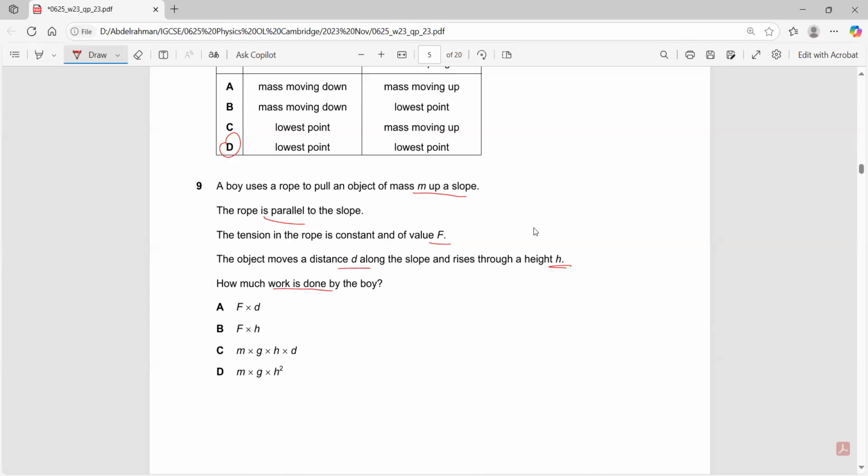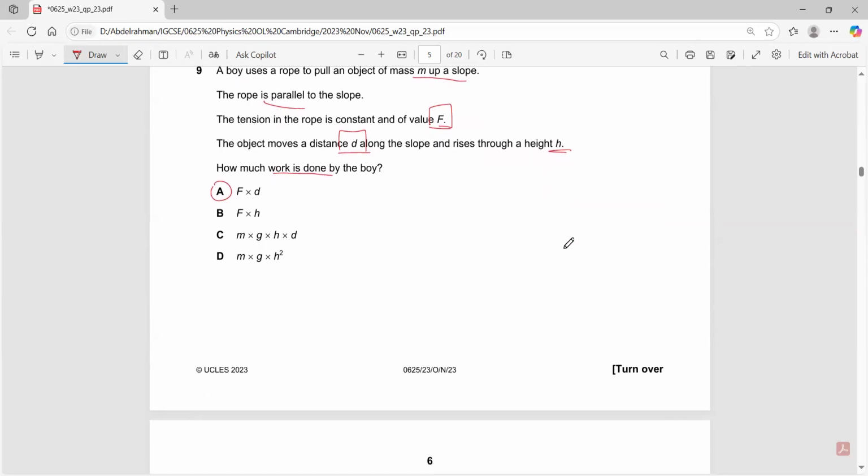Can I find the work done? Yes, work done would be the force times distance moved. So the force would be F and the distance moved. Is it d or is it h? It's actually d because this is the distance moved by the object up the slope. If he had asked what is the work done against gravity, for example, we would have said mgh. If he asked about the gravitational potential energy, but it's not.